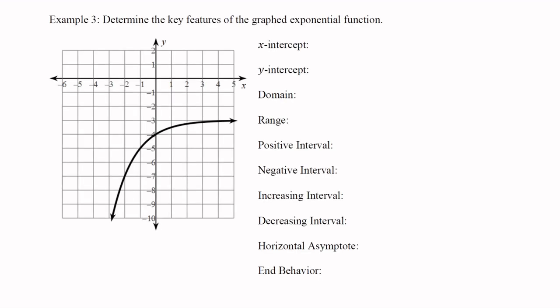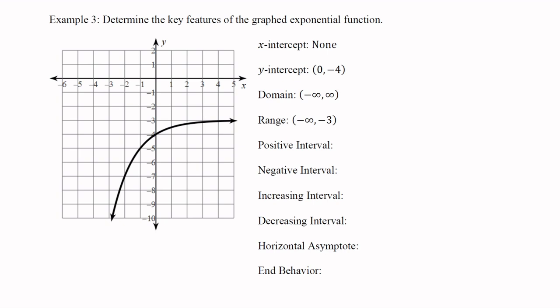For example 3, we have no x-intercept because our asymptote is below the x-axis, but we do have a y-intercept at (0, negative 4). Our domain is all real numbers. Our range goes from negative infinity to negative 3.